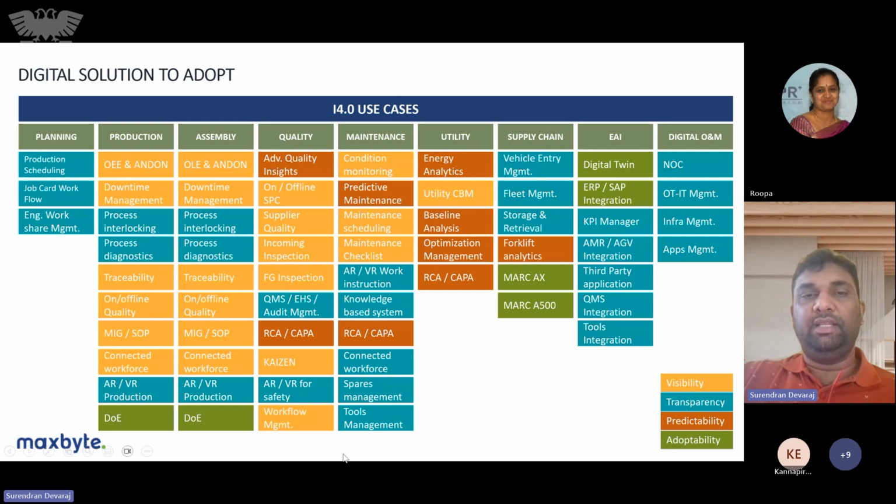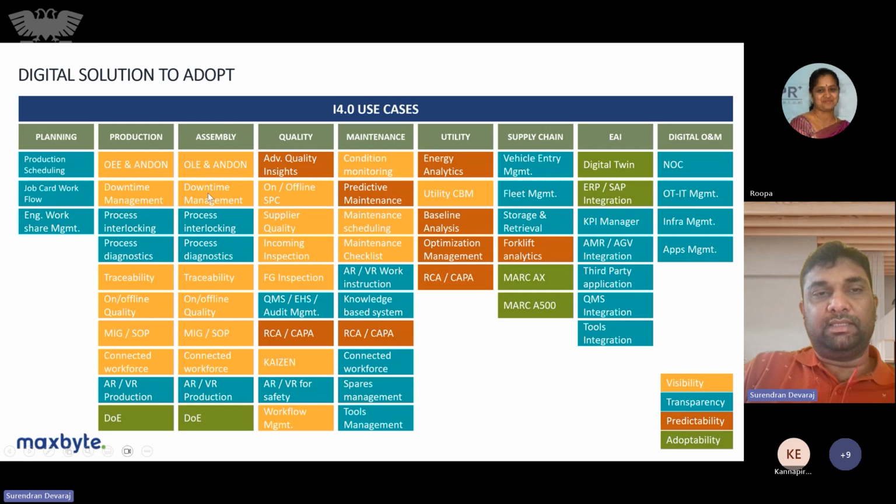There are various color codes given here. If you remember, at the start of this session we talked about the digital maturity levels: visibility, transparency, predictability, and adaptability. These are some of the use cases in the various areas. For example, how planning and scheduling can be automated, and how the job card can be digitized. In terms of production: OEE, downtime management, interlocking systems, traceability, SOPs, online and offline quality, the connected workforce, and AR/VR based production.